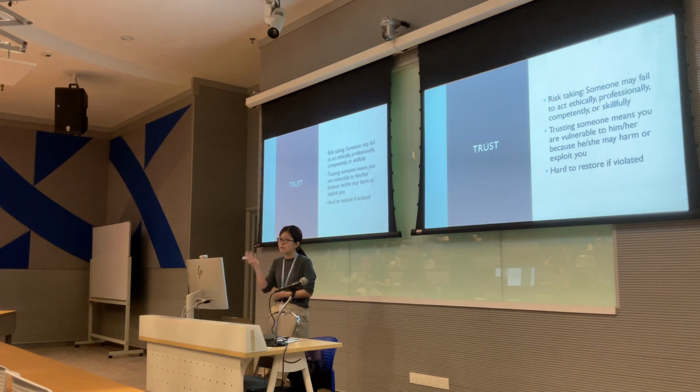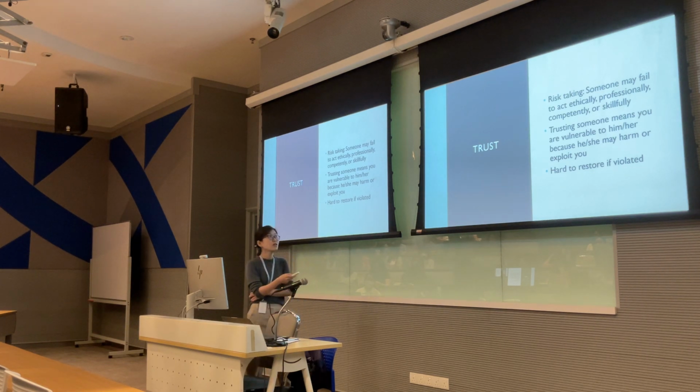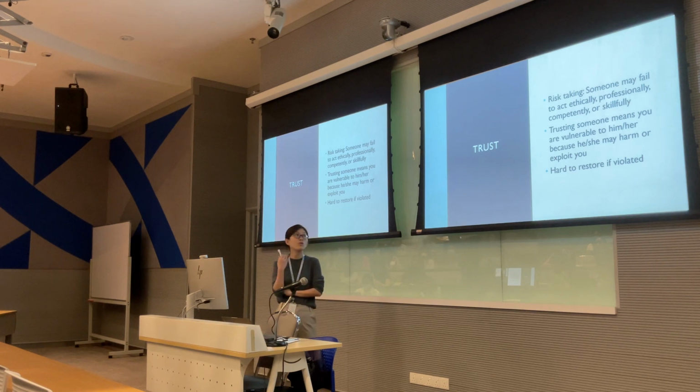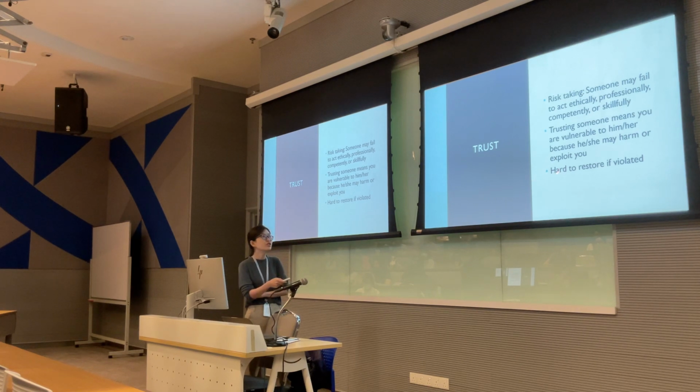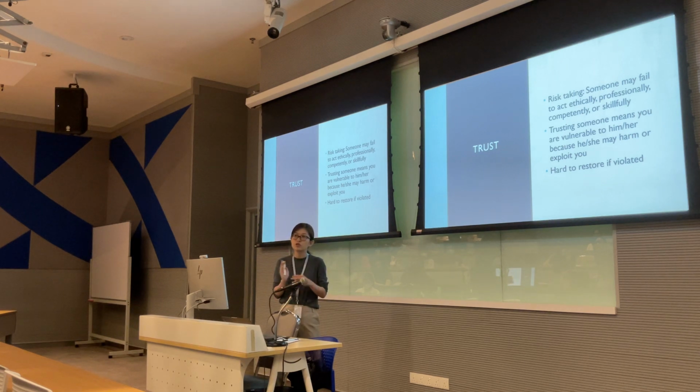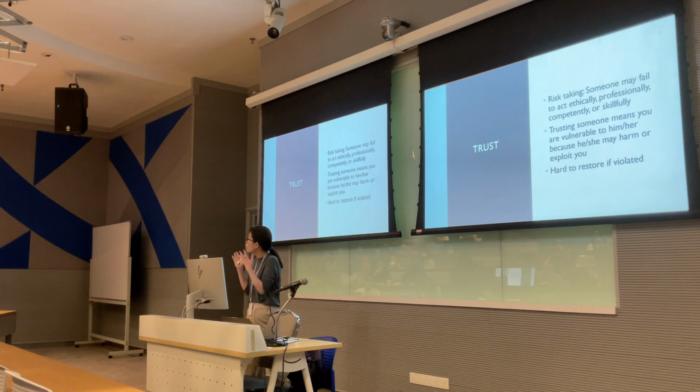Or based on the first impression of the doctor. So you are, in the sense, taking some risk. Trusting someone means that you are vulnerable to him or her because he may not be able to execute his promise or her promise to you. And usually, if you already violate your trust to a person, it is usually hard to restore, right? Are you all going to trust the person again if he already broke his promise or her promise?